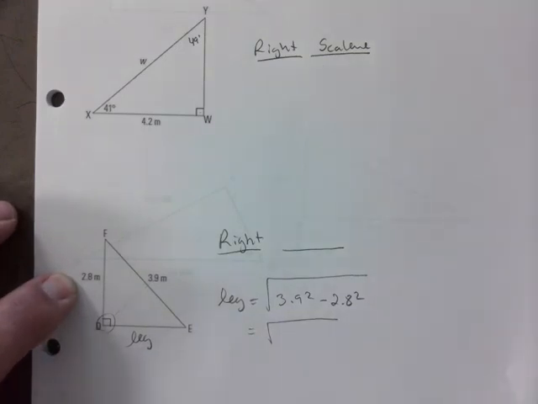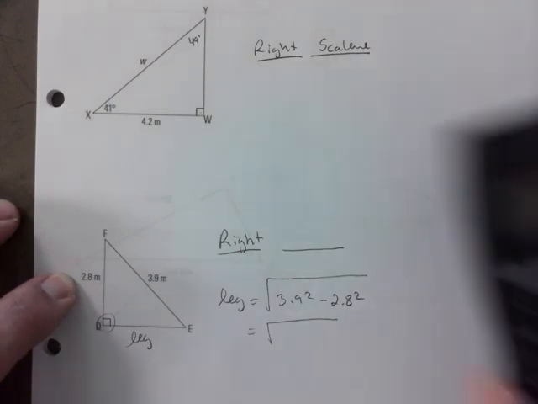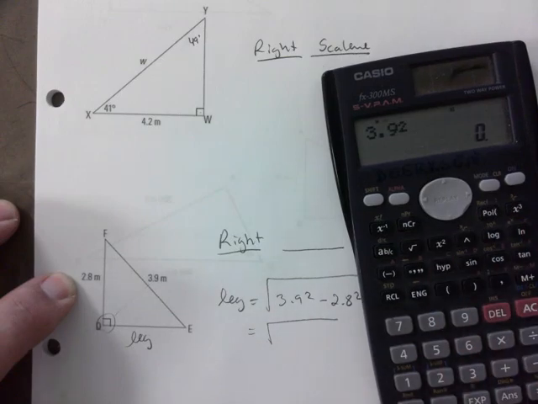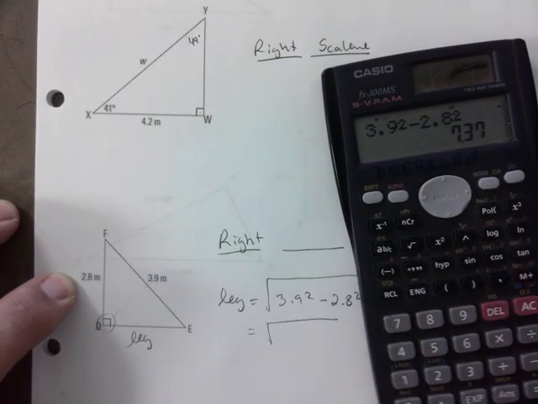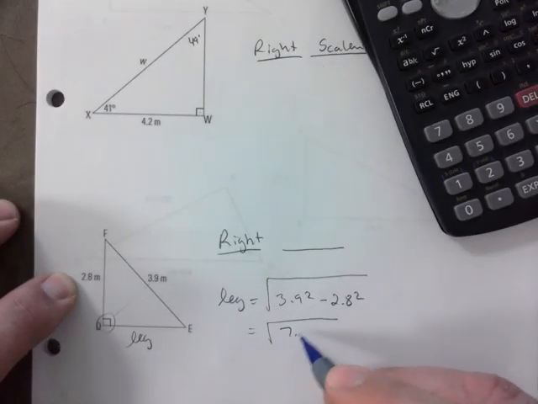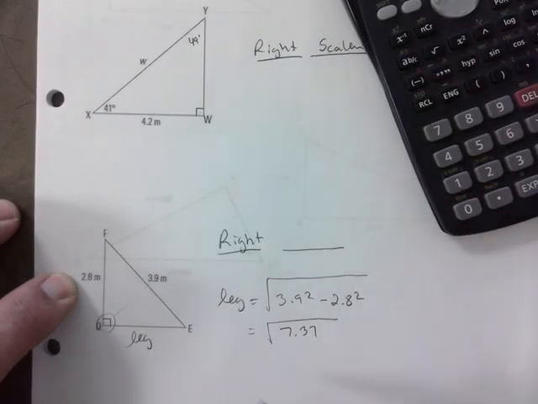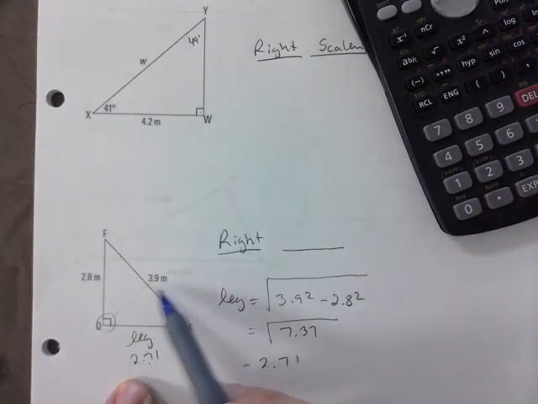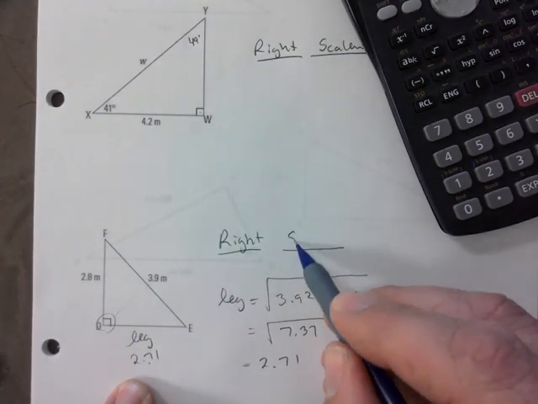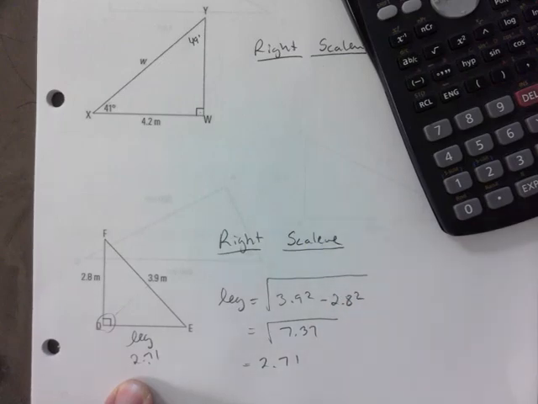And that is, one second here, minus 4 point, no, that's not it. I'm just going to do it real quick. 7.37. Take the root of that. That's 2.71. So this is 2.71. So what do I know now about the side lengths? It's scalene, right? It's close, but it's a right scalene triangle.